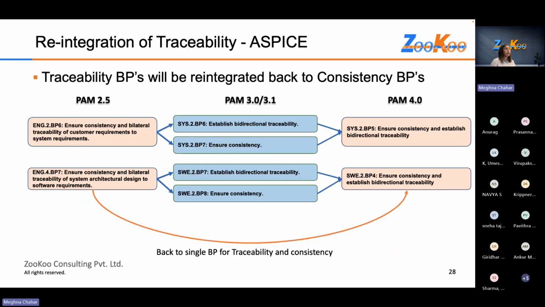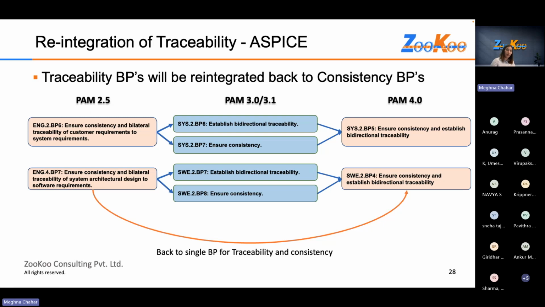And here I just tried to explain why this change was done in ASPICE also. Why they decided to combine two base practices together for traceability and consistency. So if we look back before version 3.1 or 3.0 of Automotive SPICE, and we see PAM 2.5, at that time also we just had one base practice for traceability and consistency.